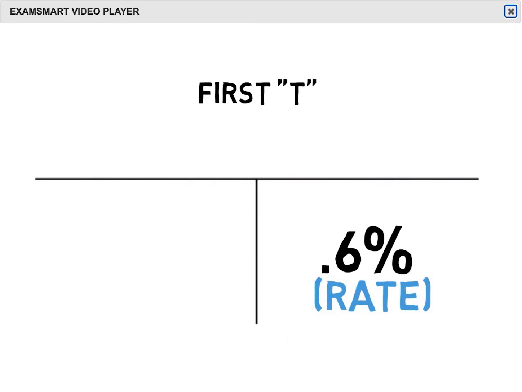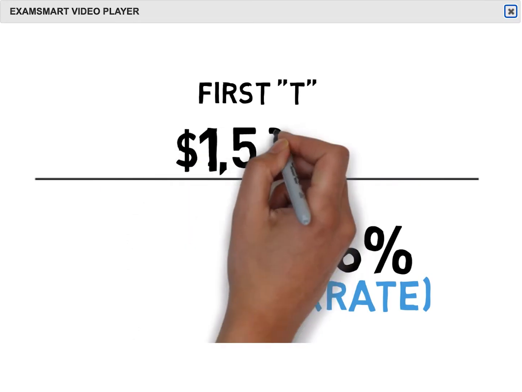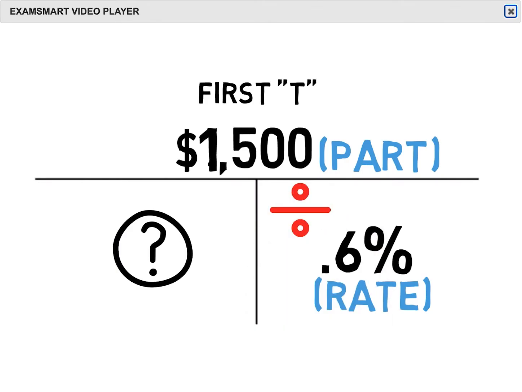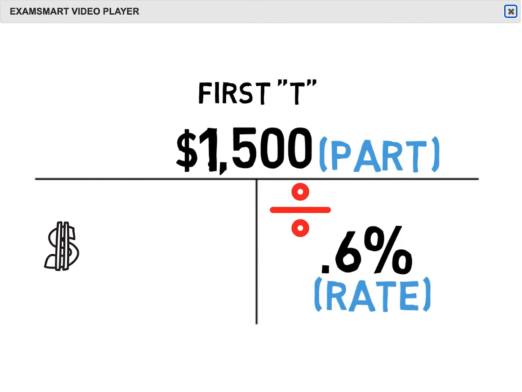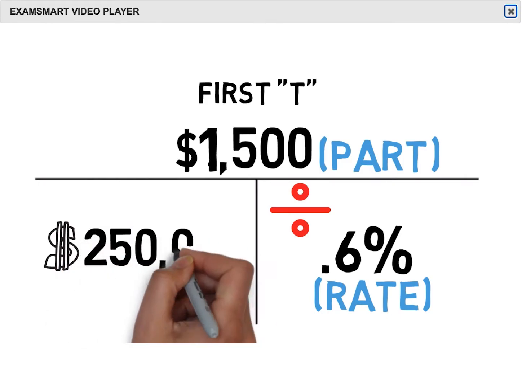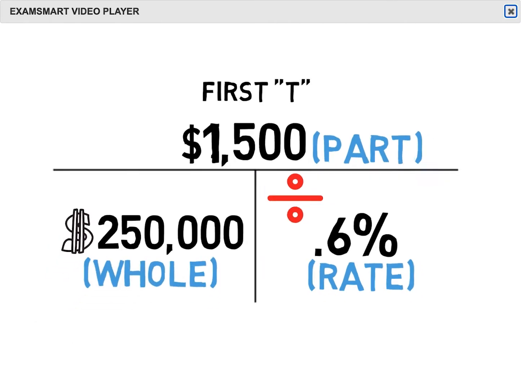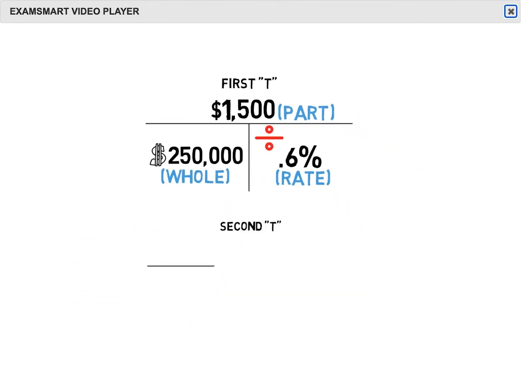Our taxes for the year are the part. They're a smaller number compared to the value, so that goes up on top for the part. So our T formula tells us to take the top number and divide by the bottom number. So if we take $1,500 and divide by 0.6%, that gives us an assessed value of $250,000 for the whole amount. Let's next go to our second T formula here to figure out the total value.